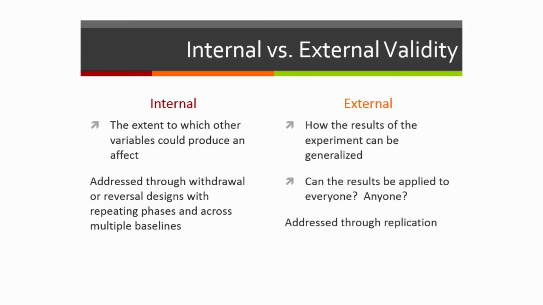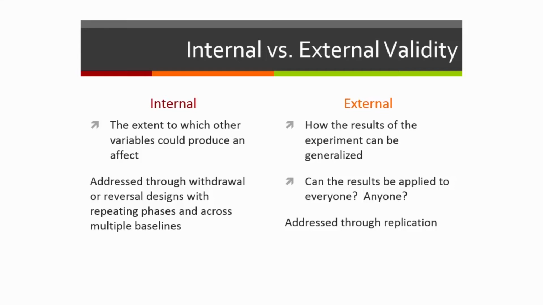Now, external validity is basically how the results of the experiment can be generalized. And this is where you can get into trouble, or it can get a little tricky. Can the results be applied to everyone? Can they be applied to anyone? This also can be addressed through replication. So you reproduce the same study over and over again, and you're going to get similar results. Again, if you're dealing with knee range of motion and this person starts at 6 to 8 degrees of hyperextension, you can't say that person is normal.